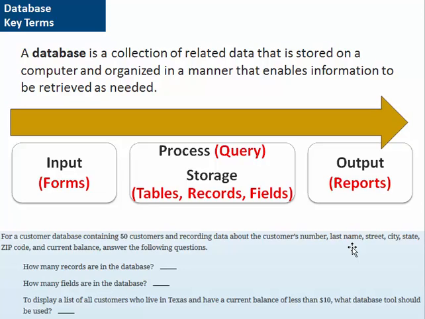How many fields are in the database? Well, customer number is 1, last name 2, street, that's the 3rd field, city, that's the 4th field, state, 5th field, zip code 6, and current balance 7. So there are 7 fields. And to display a list of all the customers who live in Texas and who have a current balance less than $10, we would use a query and pull that information out. And that's what's cool about a database: once I get data in, I can query out the information really quickly and really specifically.